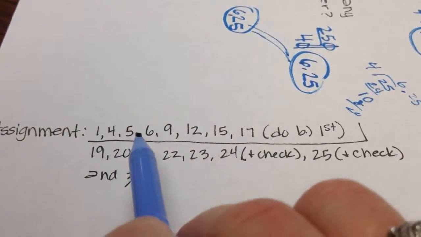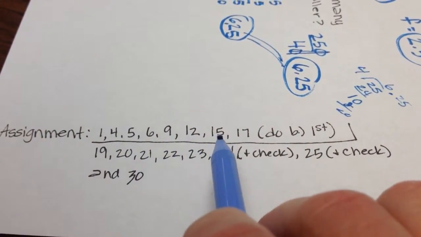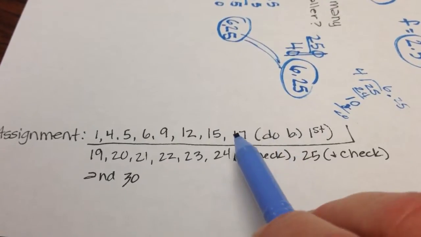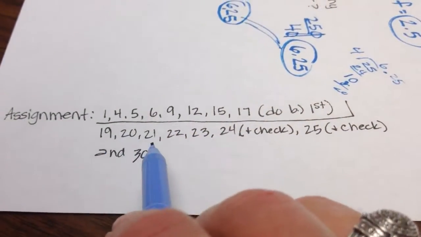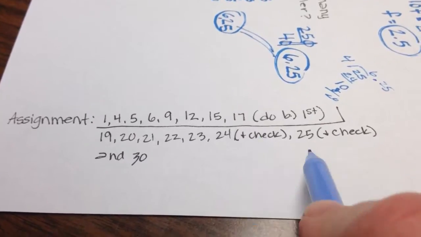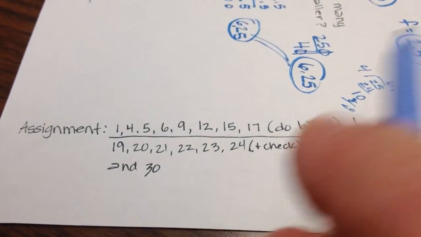Like in class. Okay, quickly, your assignment. 1, 4, 5, 6, 9, 12, 15, 17. Excuse me, 19, 20, 21, 22, 23, 24, and check. 25, and check. And 30.